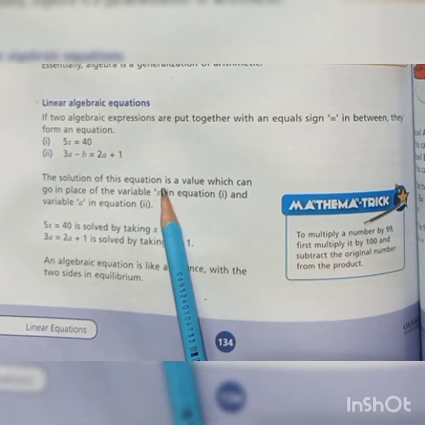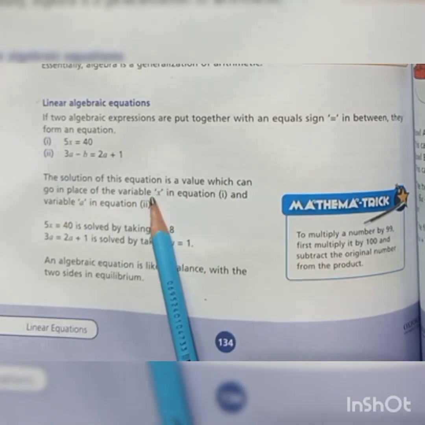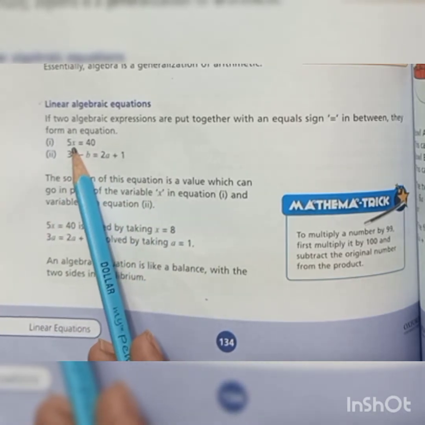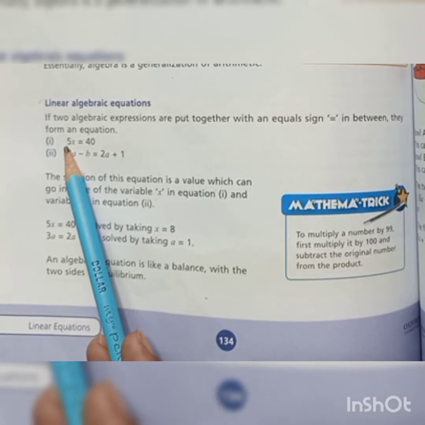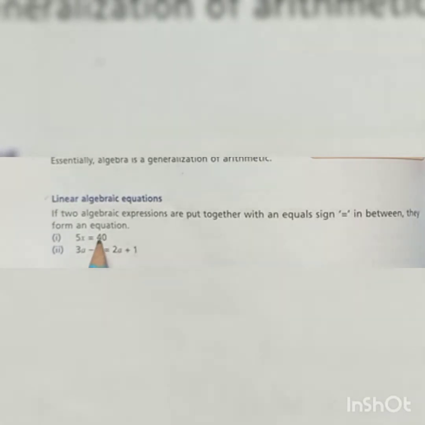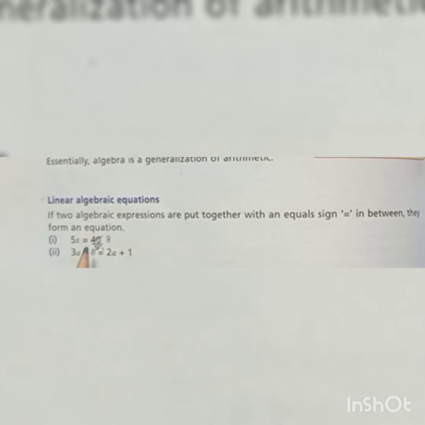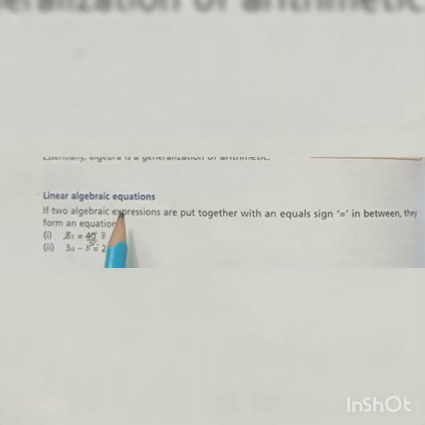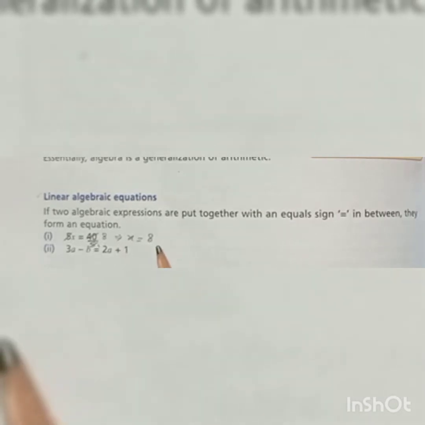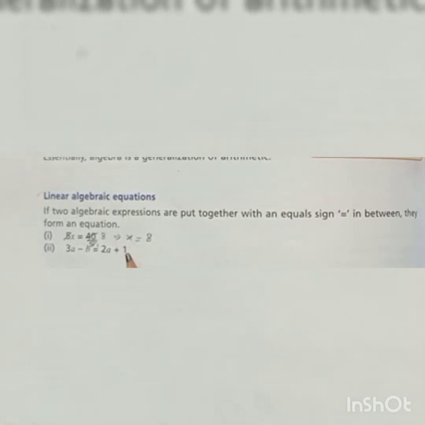Here the solution of this equation is a value which can go in place of the variable x in equation number 1. Here you can see that if we have to find the value of x, then 5 is multiplying here, which will divide here. So 5 ones are 5, I am writing here, which will divide here. 5 ones are 5 and 5 eights are 40. It means if we remove 5 from here, then the answer will be x is equal to 8. So we can easily find the assigned value of the given variable by this method.